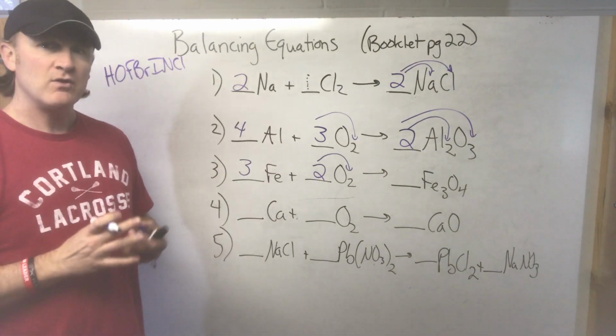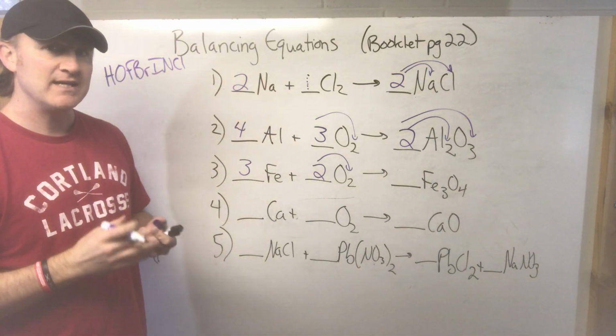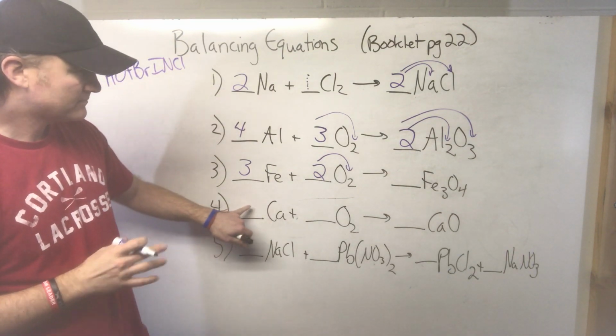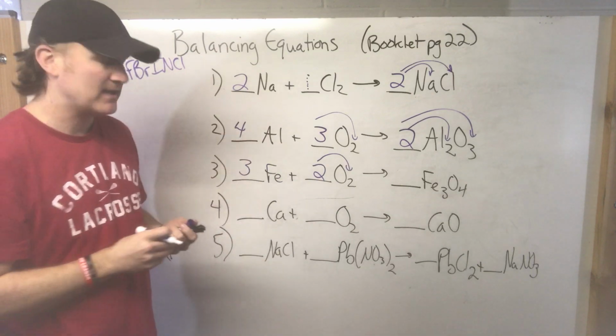3 irons. So balancing equations, again, is like a guessing game. You kind of play back and forth with those numbers. You may guess, and then you might have to change back again.